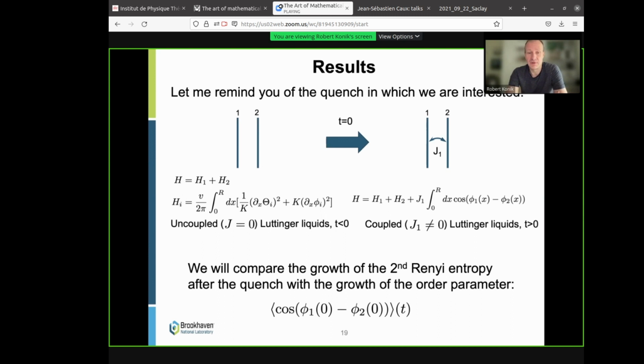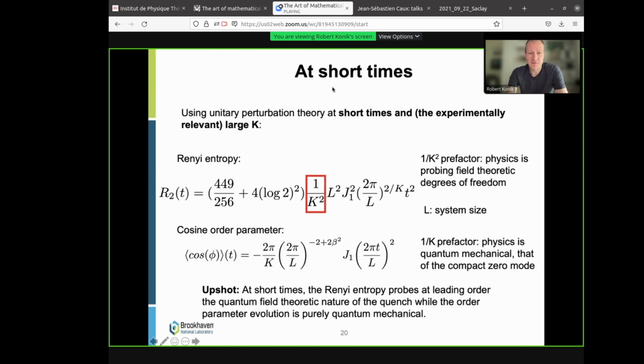So let me first consider our results at short times. At short times, we can use unitary perturbation theory. So at short times, I'm going to work in the limit, at least the experimentally relevant limit for the Schmiedmayer experiments, of large K.